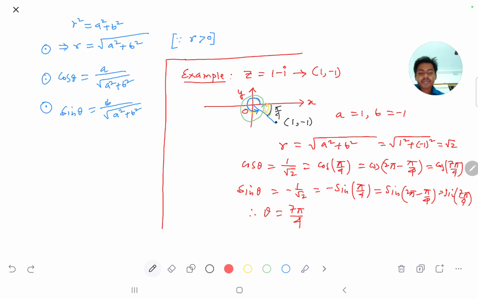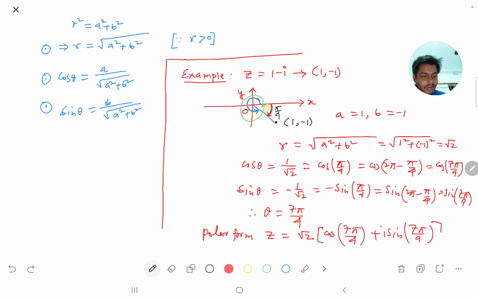Some people can also take this angle, since you are taking clockwise, so negative pi by 4 also will be an argument. So what is the polar form? Basically the polar form is given by z equals r, meaning square root of 2, times the bracket cosine of 7 pi by 4 plus i sine of 7 pi by 4.